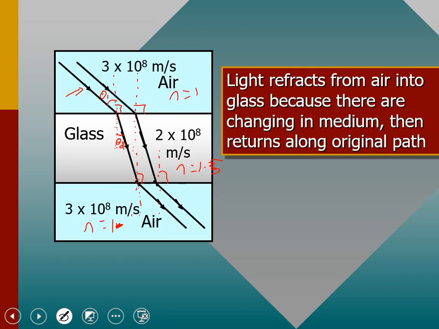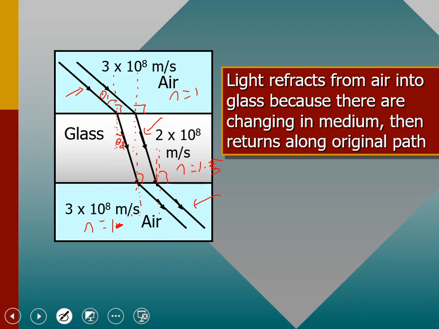Now, in the second case, when the light travels, let's take this ray right now, from a medium of higher index to a medium of lower index of refraction, in this case the light will deviate away from the normal as shown here.